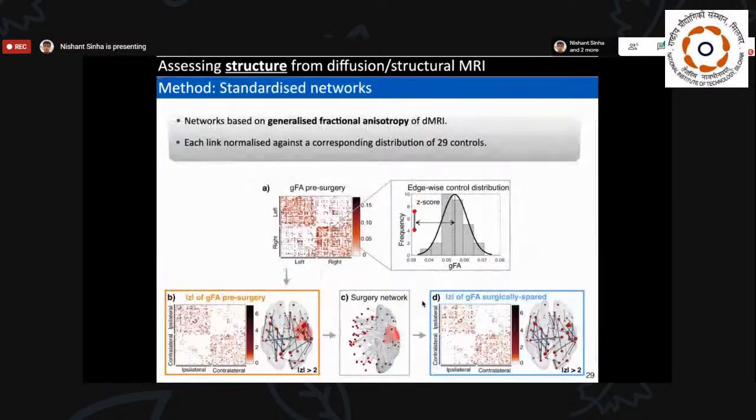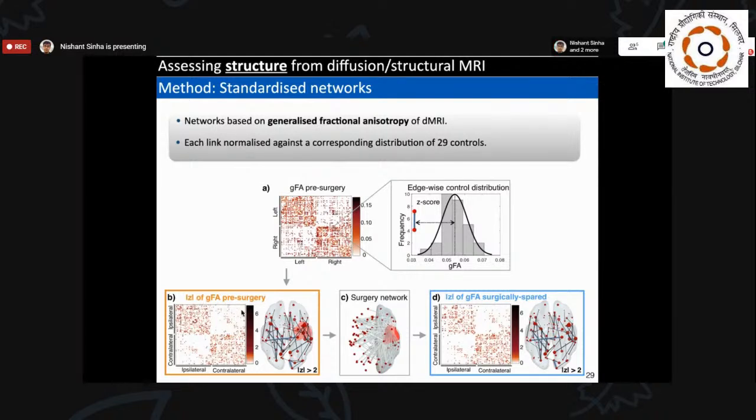So in this analysis, we standardized the network of every patient with respect to the data of 29 controls. All these controls and patients, the MRI data was acquired at the same center using the same MRI protocols, and therefore we can compare them directly. So for every patient, for every edge, we can see how far away it is from a distribution of healthy subjects, and then z-score every connection to obtain a z-score network.